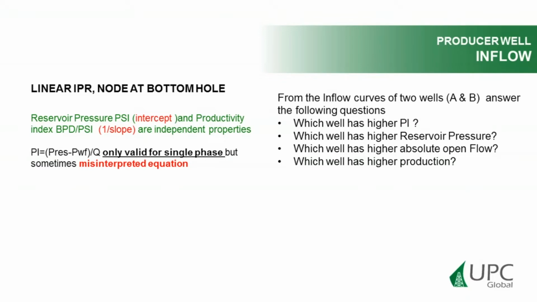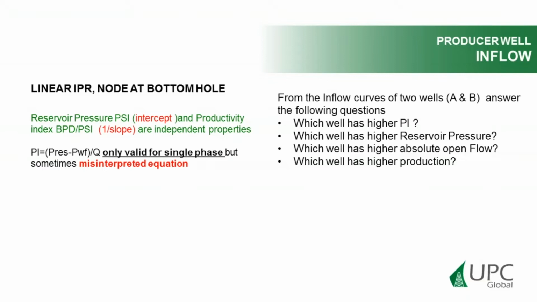So they are independent. One of the reasons for this confusion is the equation that productivity index is equal to the reservoir pressure minus bottom hole flowing pressure divided by the rate. This is only valid for a single phase, but sometimes it's misinterpreted as if the productivity index depends on the reservoir pressure. No, this equation is the slope when I select 2 points. One point is rate 0 when the bottom hole pressure is the reservoir pressure, and the other point is a test rate with the downhole pressure test.